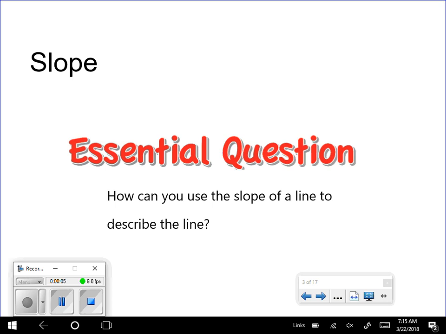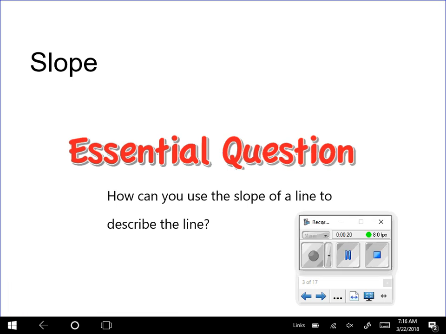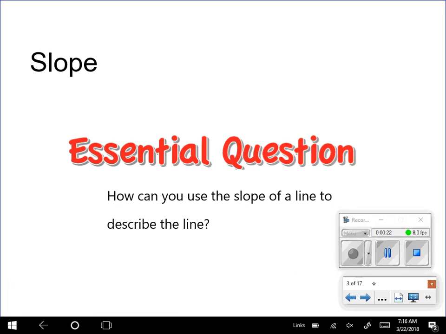Today we're looking at slope. So we know what a line, or a linear equation, looks like on a graph. What we're going to do is start working with that graph and determine some information from it that can help us, one, graph easier, and two, understand our graph a little bit better. So our essential question is, how can we use the slope of a line to describe the line?